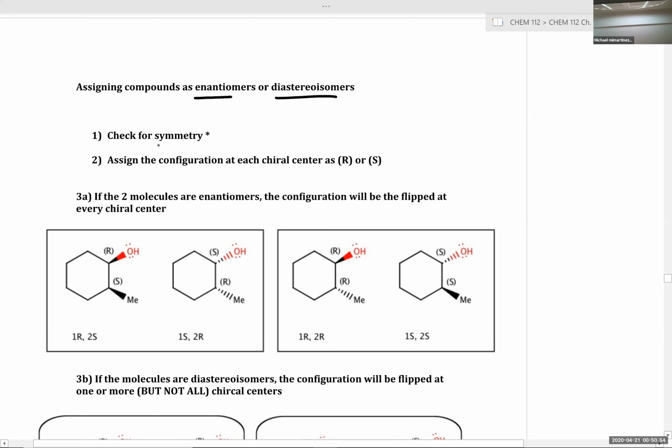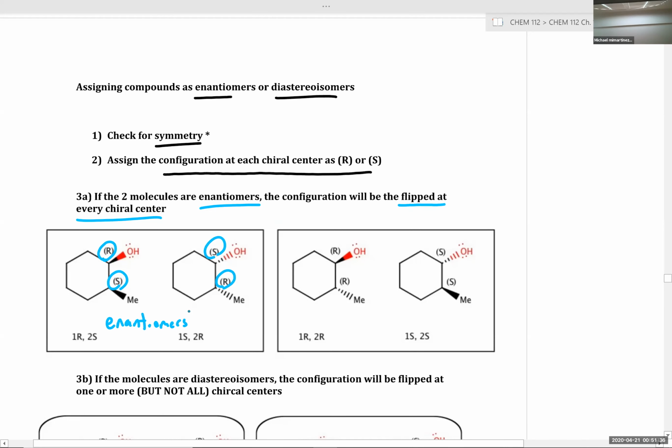First things first, you check for symmetry. You check for an axis of symmetry because that can immediately raise some red flags. We'll talk about that in a moment. You can then assign the configuration at each chiral center. So if I just give you a pair of molecules, you're going to need to assign the configuration often. If the two molecules are enantiomers, non-superimposable mirror images, the configuration will be flipped at every chiral center. Okay, so we've already seen that. So R goes to S, S goes to R. So these two pairs of molecules are enantiomers.